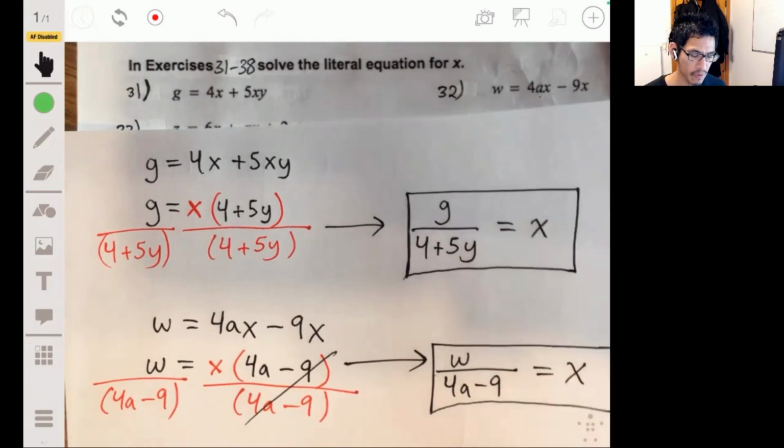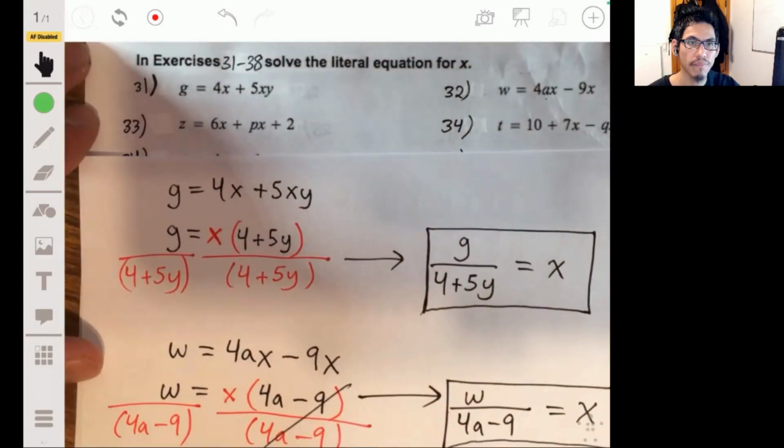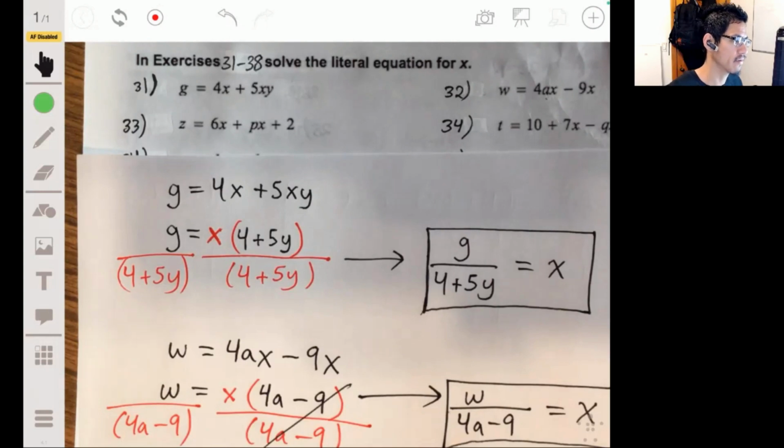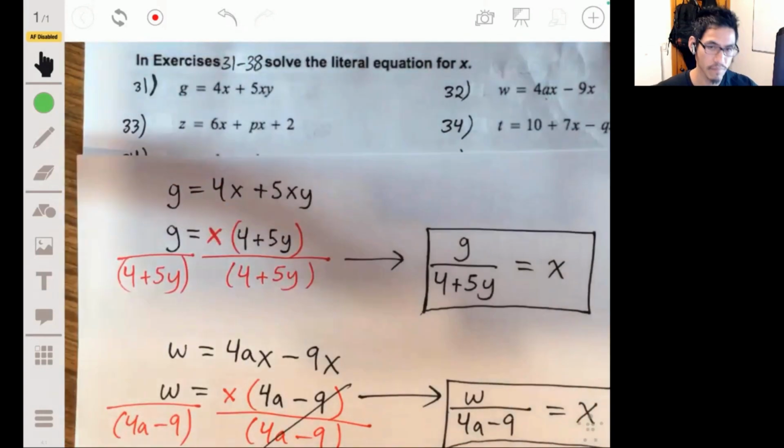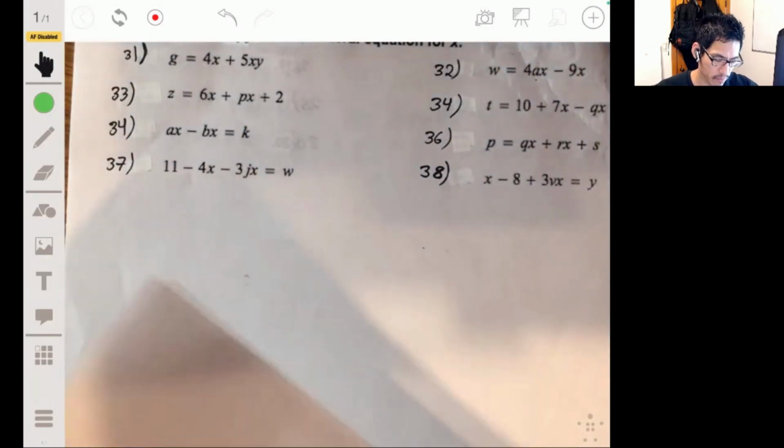What's there? 33. Hold up, let me adjust these. Let me adjust this fan. All right, here we go.